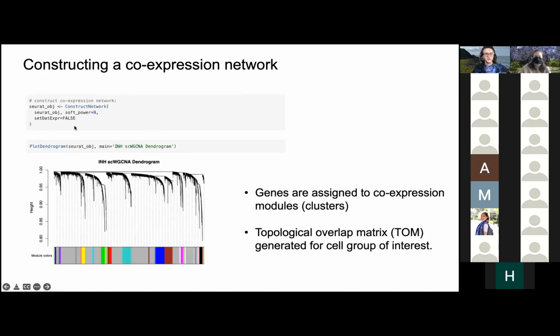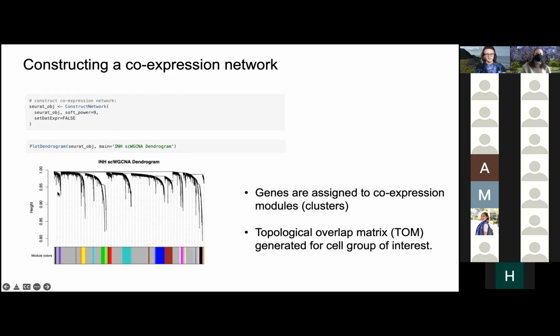Anyways, there's this construct network function, and that's all you really have to do to construct the network. There are a bunch of different parameters that you can give to it, but the only one that you really need to tune is the soft power beta threshold. So here I'm just saying 9, and then it does its thing for a while, and then you can make one of these, like I was showing earlier. The WGCNA dendrogram is one of the main plots we look at.